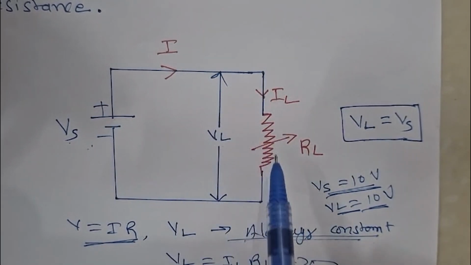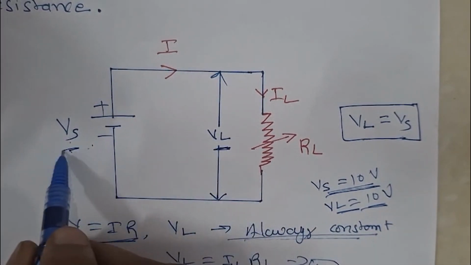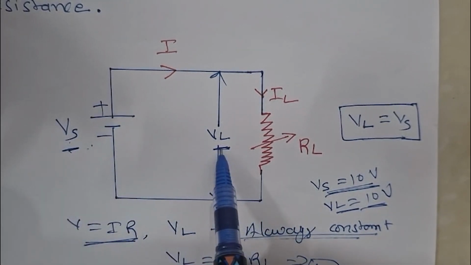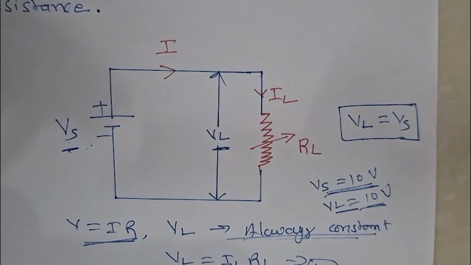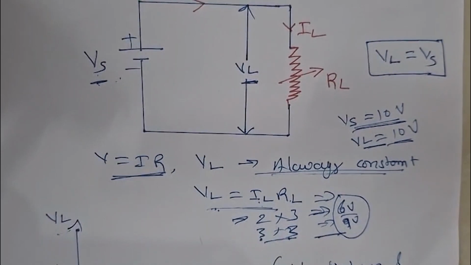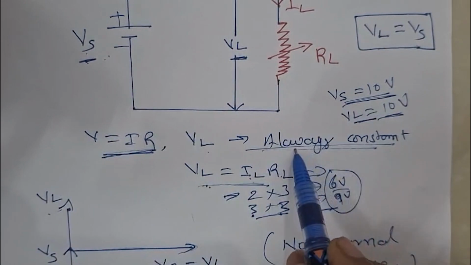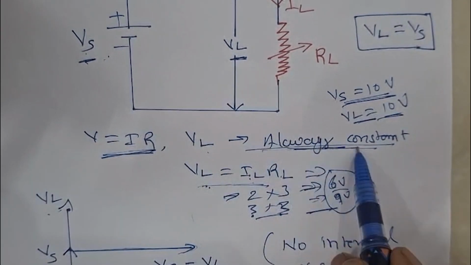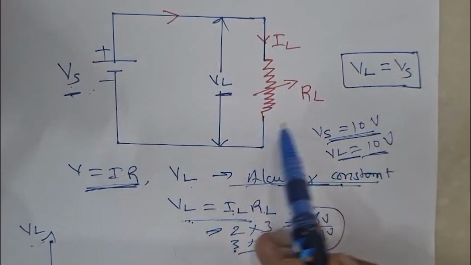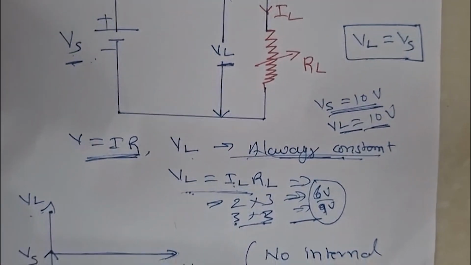So across the load, what is the voltage? VL. This is the output voltage, and this is the input voltage. Simply, an ideal voltage source is saying that the input voltage is equal to the output voltage across the load. That is the main definition of the voltage source. So for example, what is the voltage formula? V is equal to IR, right? So this VL is always constant. Voltage is always constant if you change any load current or load resistance. This change does not affect the voltage, and that is called ideal.